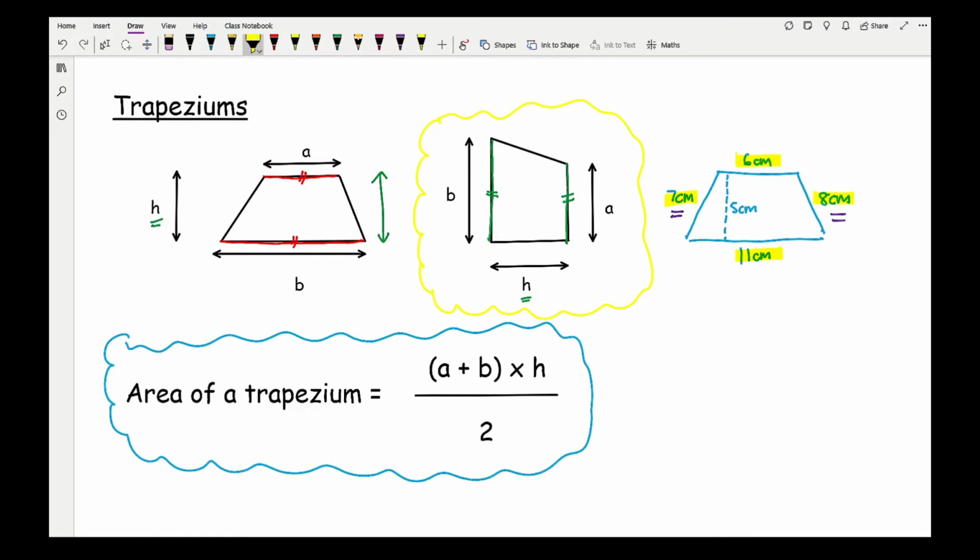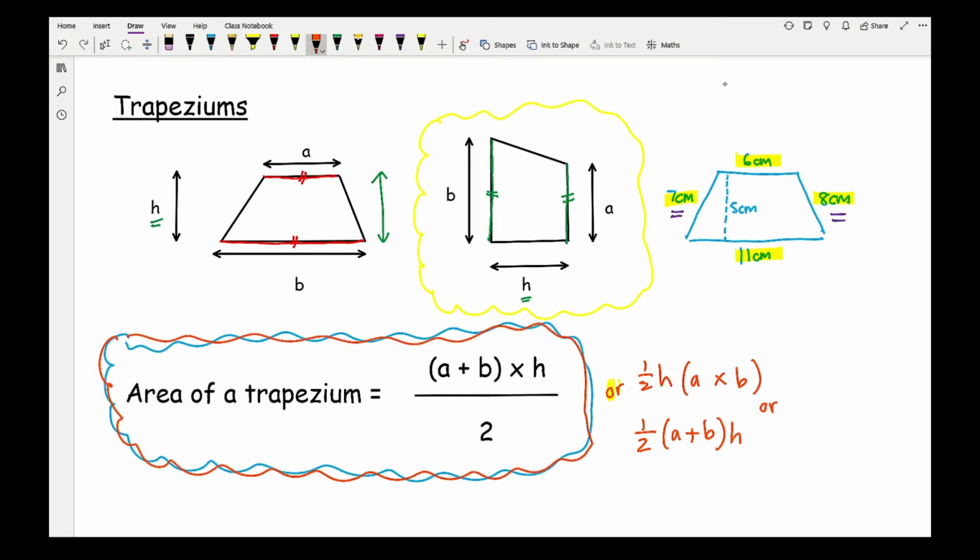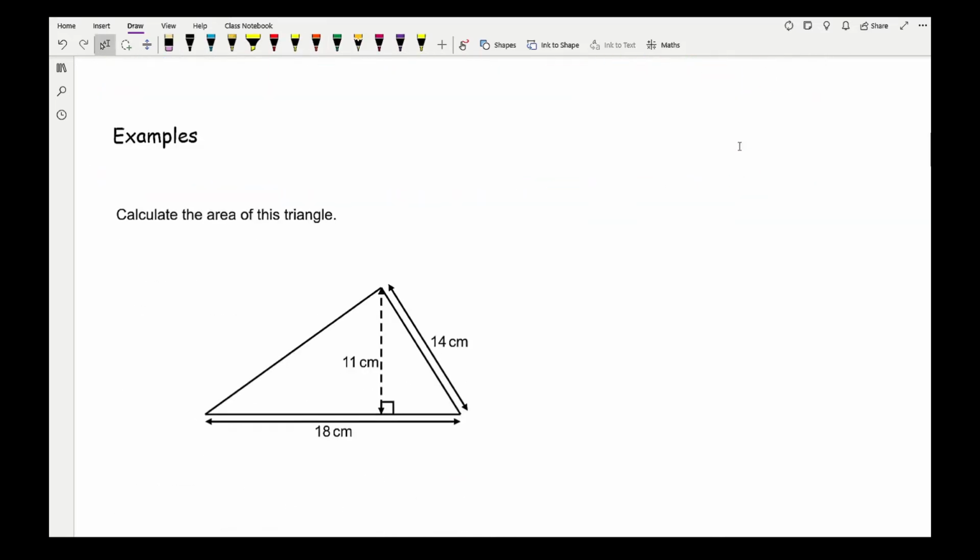Now, this formula can be written like this, or just like with the triangle formula, I can write this formula as a half h a times b, or you could write it as a half a plus b h. And again, either or, which is entirely up to you, which is fine, but I generally go for this option here, which I've highlighted in blue and orange. So let's have a look at some general examples then.